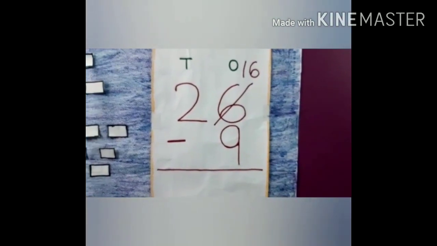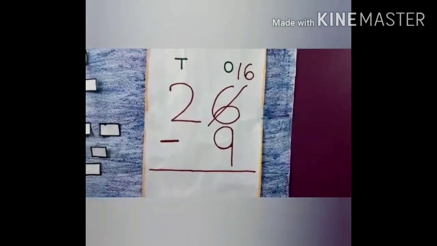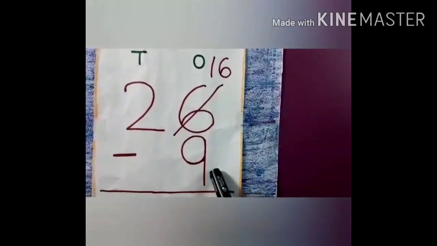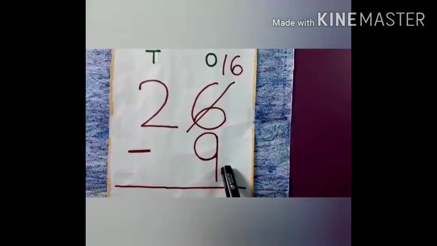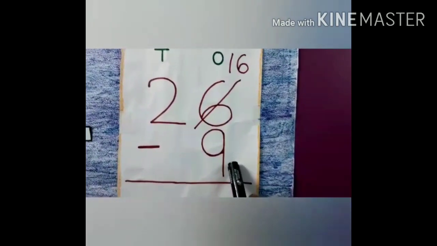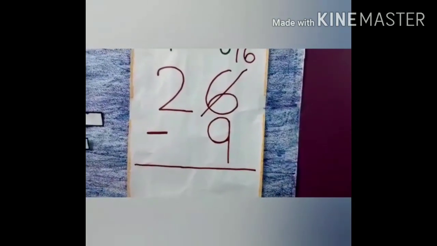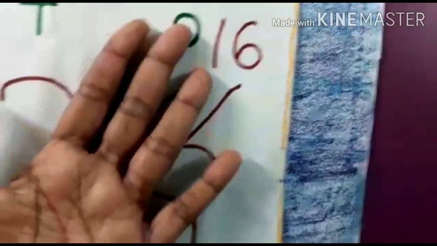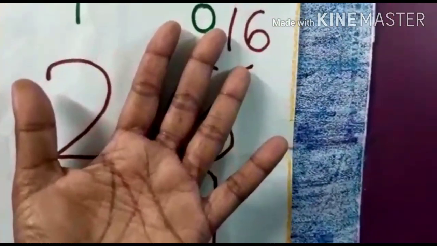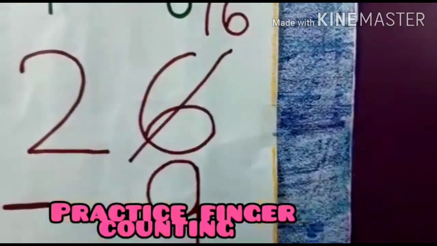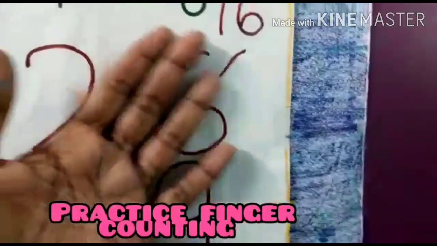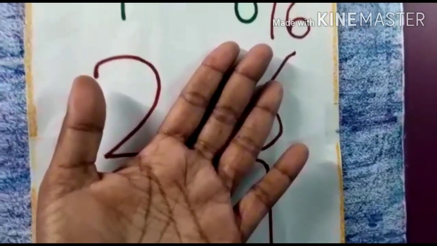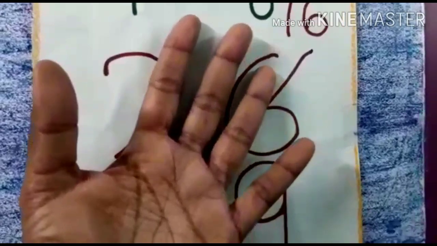Did you understand, students, how 6 ones became 16? Now from 16 can I take away 9? Yes, of course I can take away. And for this you have to use your fingers. Now see, children, how to count with your fingers for subtraction. For this you have to know the position of numbers on your fingers. First let us have a practice once.